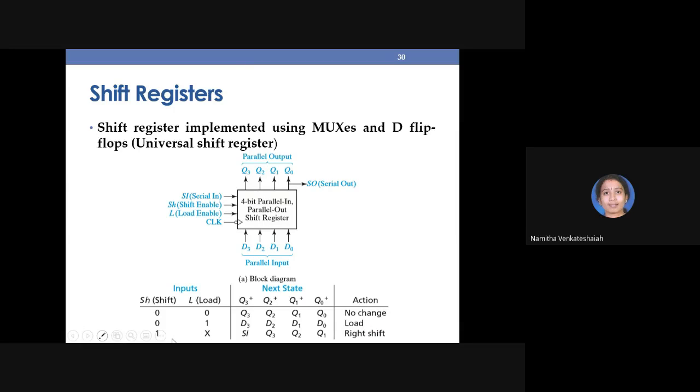Similarly, what happens when shift is equal to 1? This is very important, observe here. Whatever may be the value of load, even if it is 1, the priority will be given to the shift operation only. So when shift is 1, whatever you are giving as serial input will be copied to D3 and reflected as Q3. Whatever Q3 is will be given to Q2, and Q2 will be given to Q1. So what happened here actually? Right shift happened. This is the symbolic representation of the universal shift register, and this is the truth table or next state table.